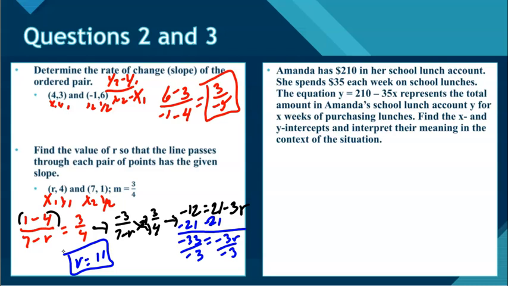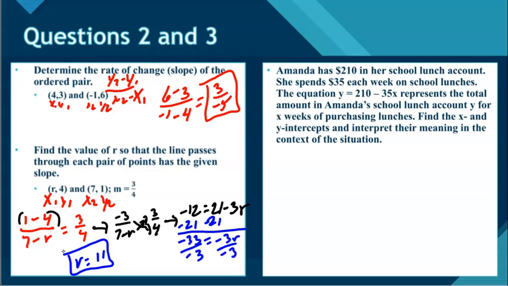Question 3. Amanda has $210 in her school lunch account. She spends $35 each week on school lunches. The equation y equals 210 minus 35x represents the total amount in Amanda's school lunch account, y, for x weeks of purchasing lunches. Find the x and y intercepts and interpret their meanings in the context of the situation.